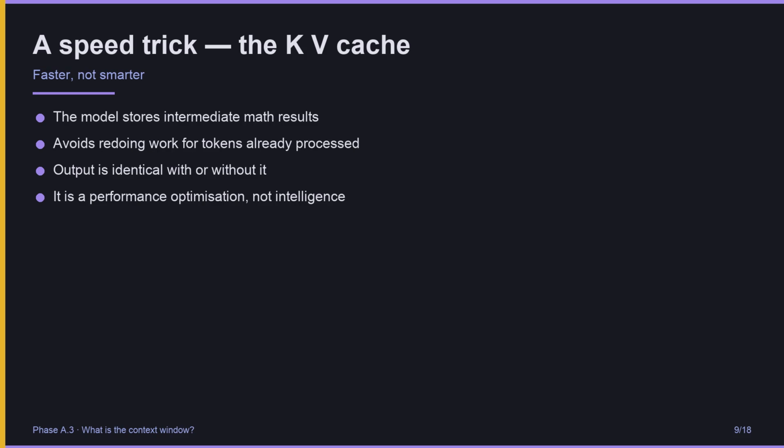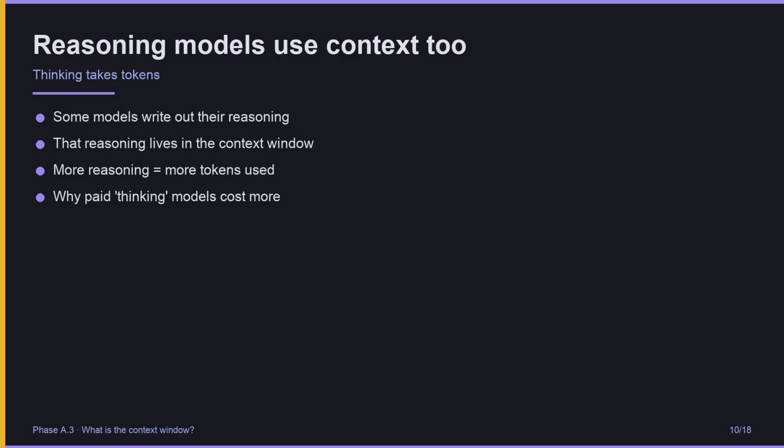Do not let anyone tell you the cache gives the model memory or intelligence. It does not. Here is something newer. Some models, called reasoning models, write out their thinking before answering. They reason step by step, and the reasoning lives in the context window.